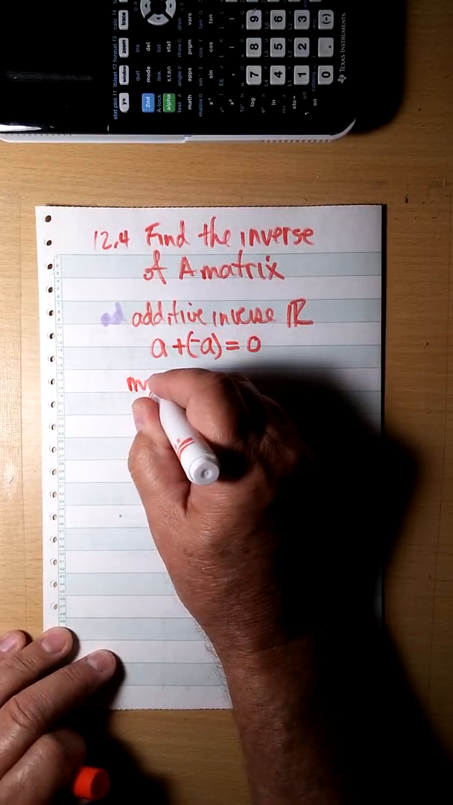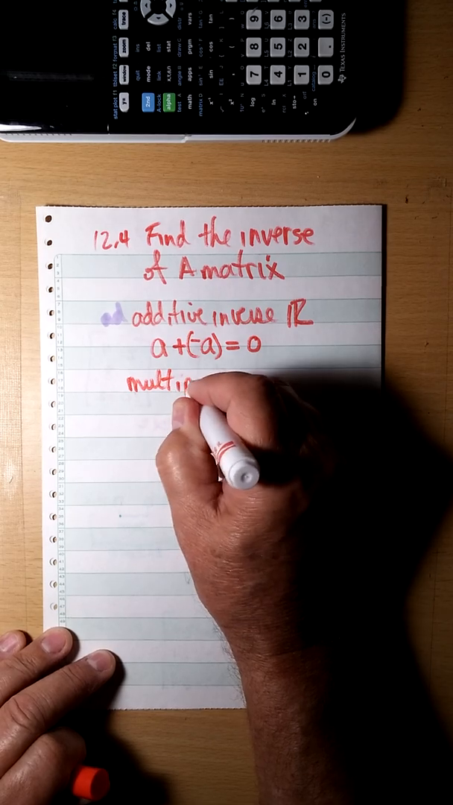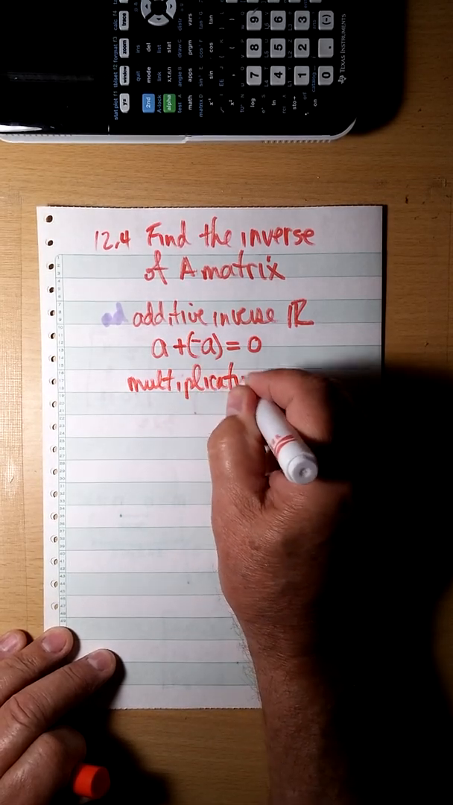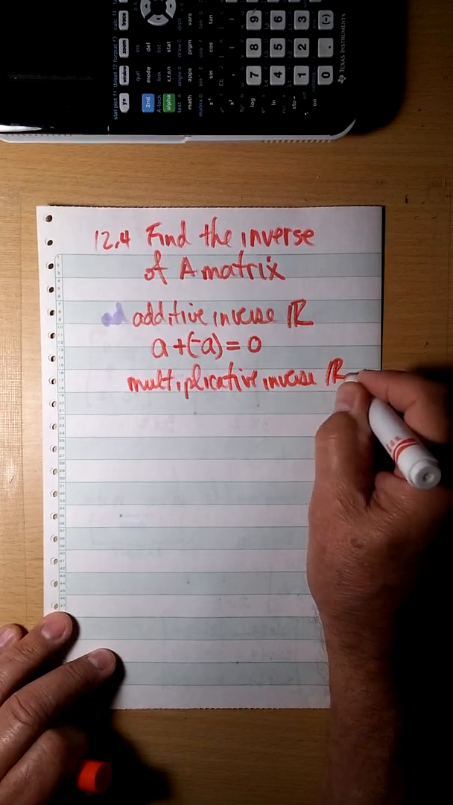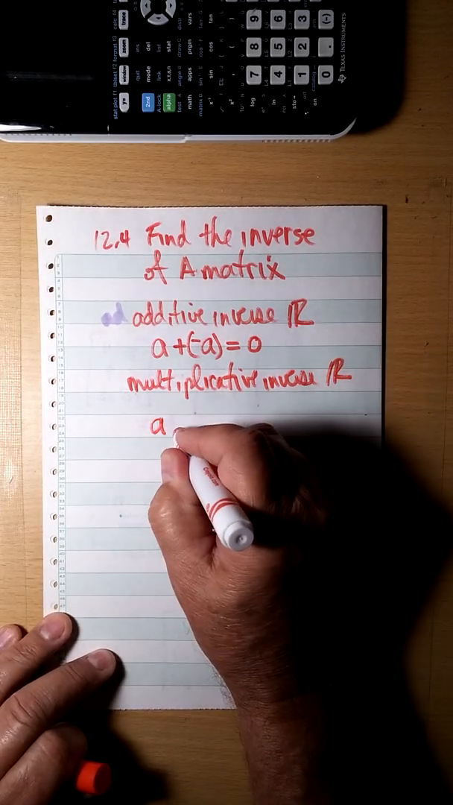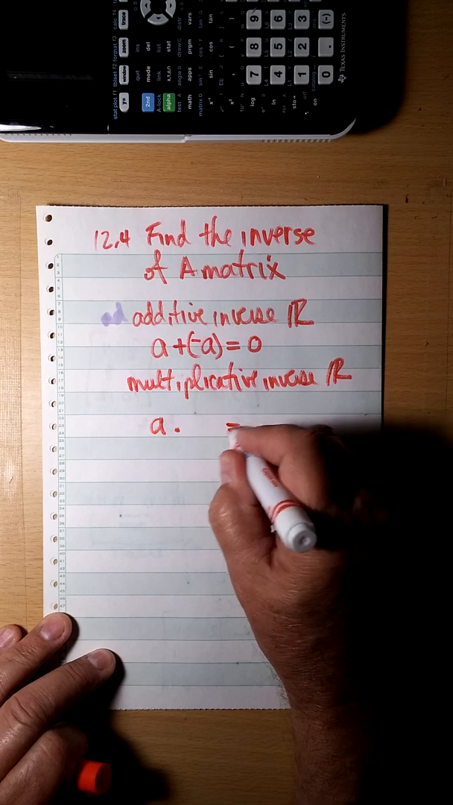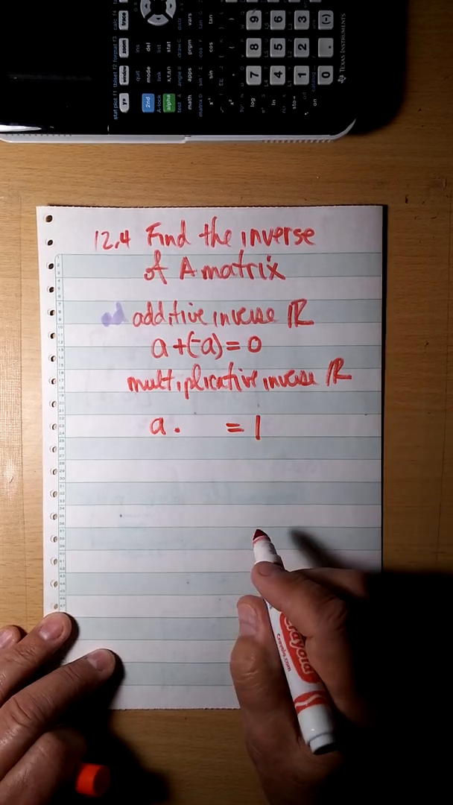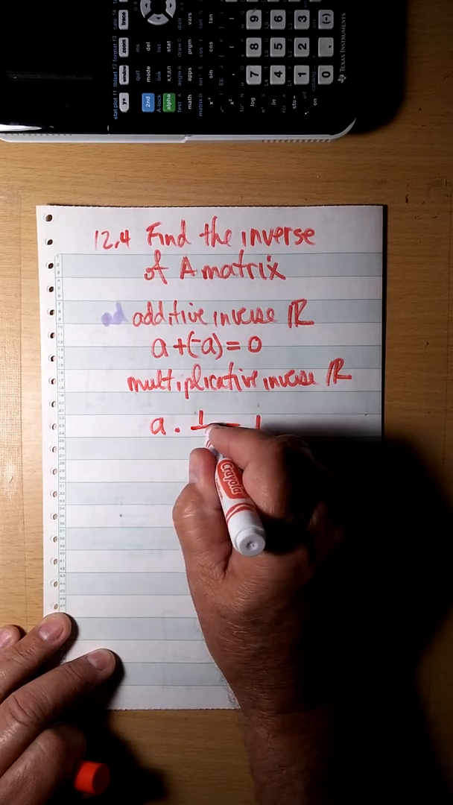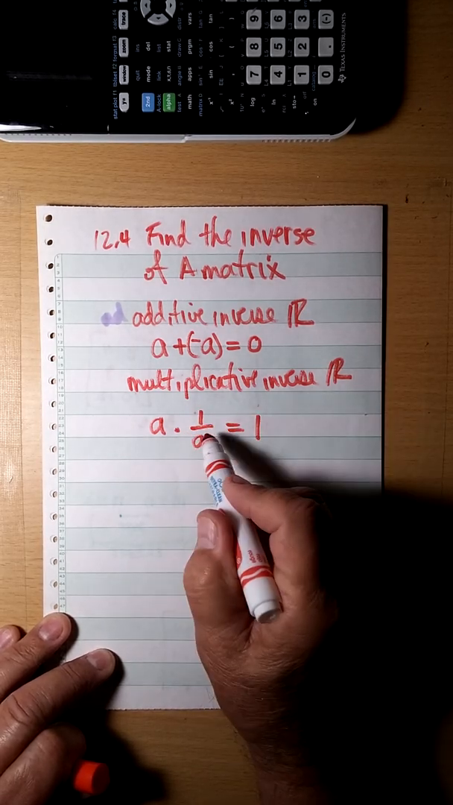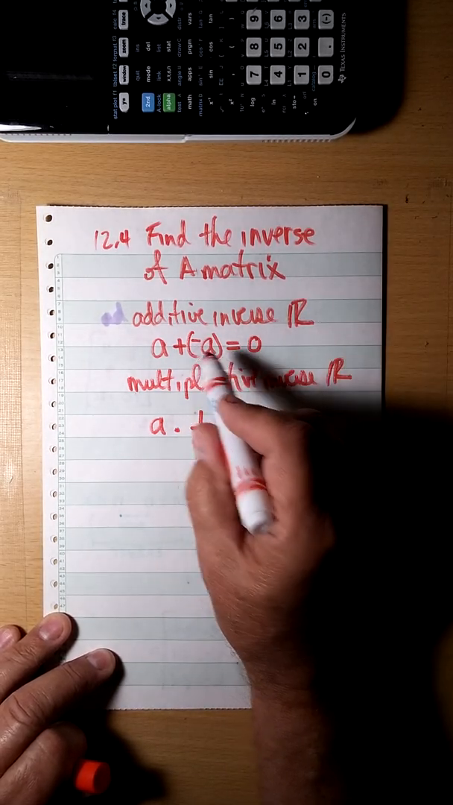What is the multiplicative inverse of any real number? Well, whatever you multiply by, you get the identity 1. So what do you multiply a by to get 1? 1 over a. So they call this the inverse. They call this an inverse.